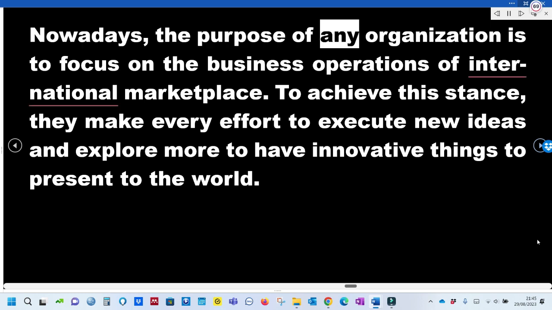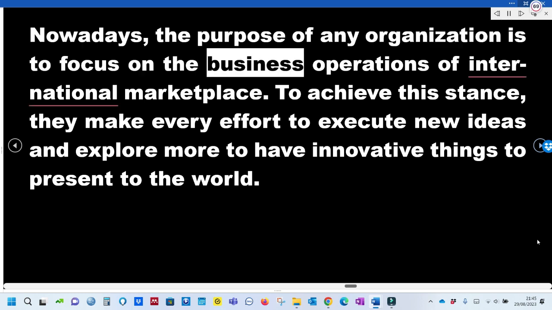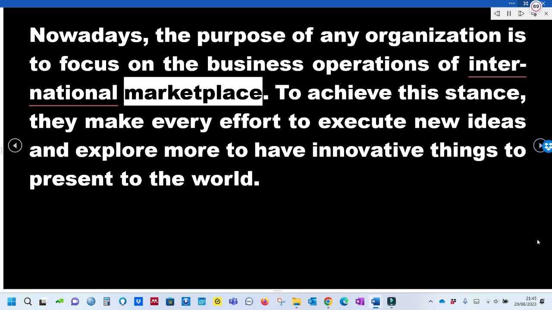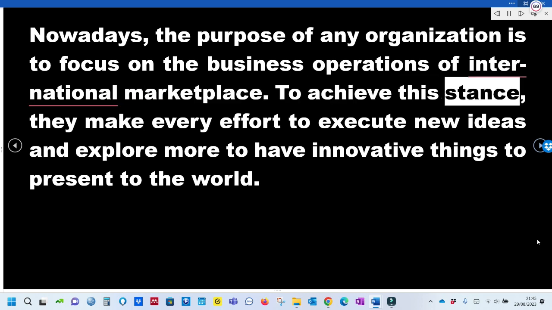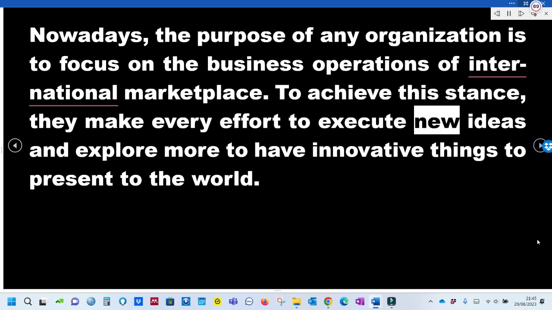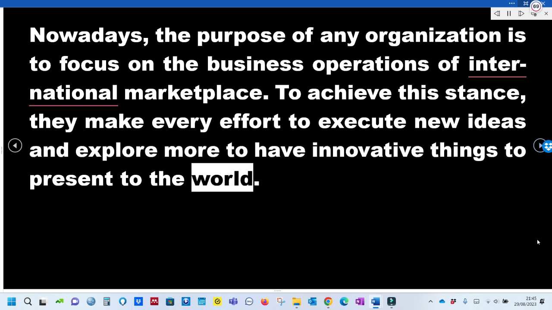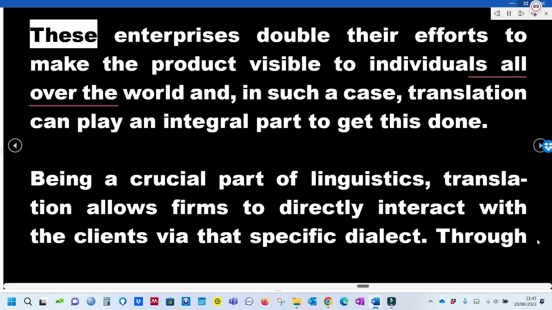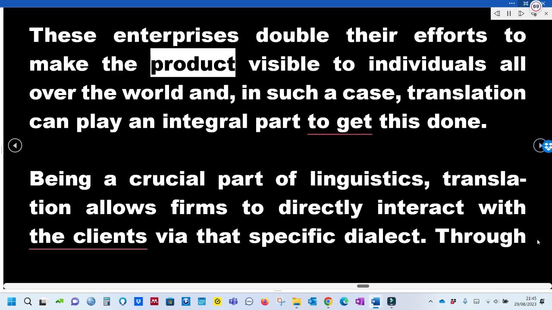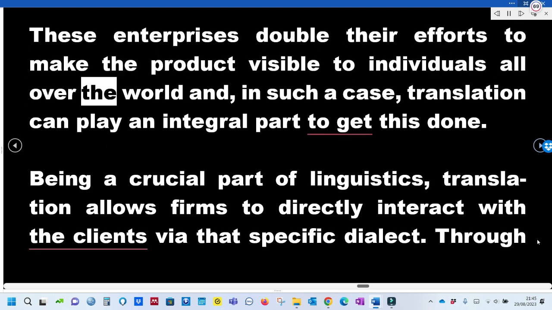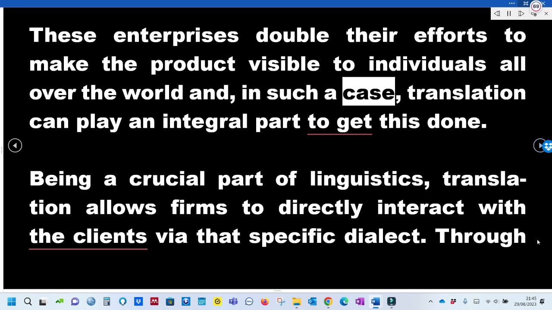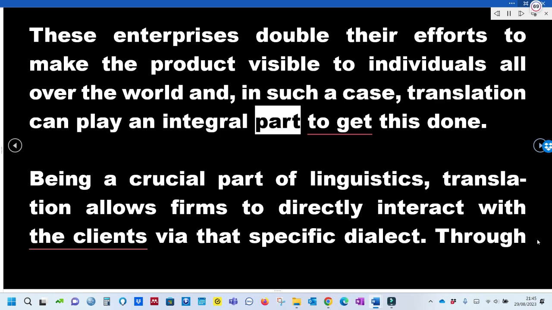Nowadays, the purpose of any organization is to focus on the business operations of the international marketplace. To achieve this stance, they make every effort to execute new ideas and explore more to have innovative things to present to the world. These enterprises double their efforts to make the product visible to individuals all over the world and, in such a case, translation can play an integral part in getting this done.